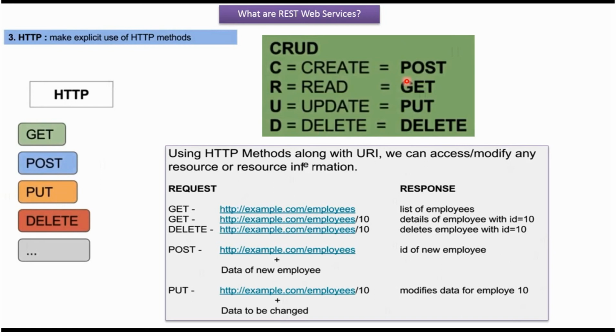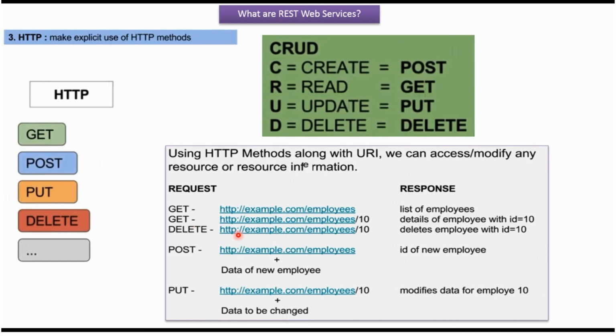To create the resource, we can use the post method. To get or read the resource, we can use the get method. To update the resource, we can use the put method. To delete the resource, we can use the delete method. Suppose I want to get a list of employees, then I can use this URI with the get method. And suppose I want to get the employee whose ID is 10, then I can use this URI along with the get method. Suppose I want to delete the employee whose ID is 10, then I can use this URI with the delete method.